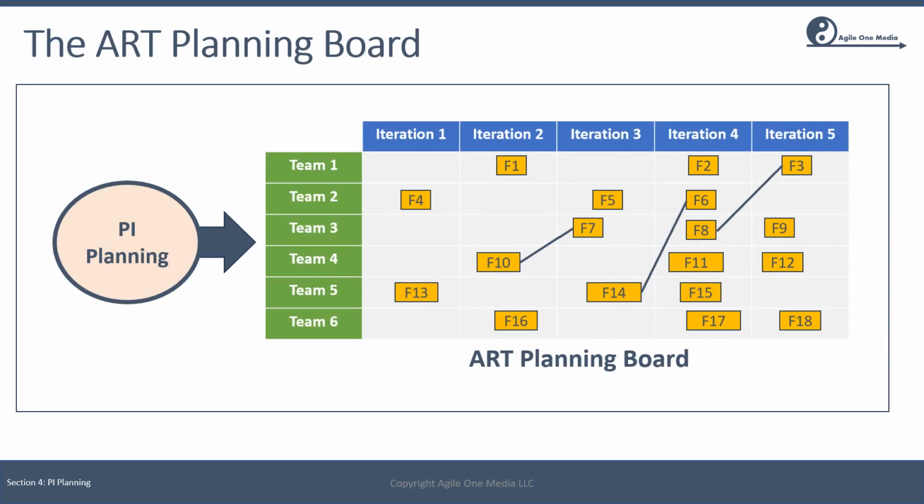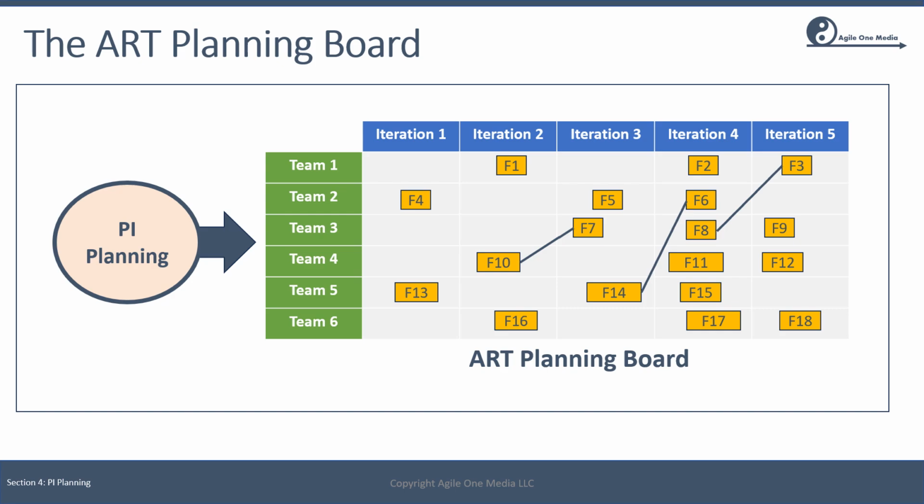And then once we've completed the feature scheduling step, the data from all teams is then summarized on the ART planning board as shown here. As teams go through this process, they may need to consult with other teams where dependencies have been identified. And this, of course, may cause some of the feature delivery sequencing to be adjusted.